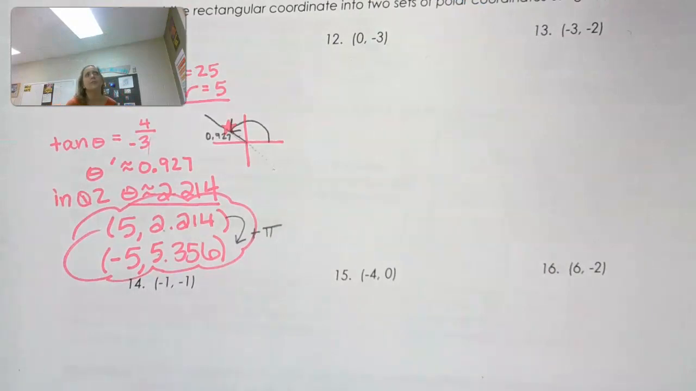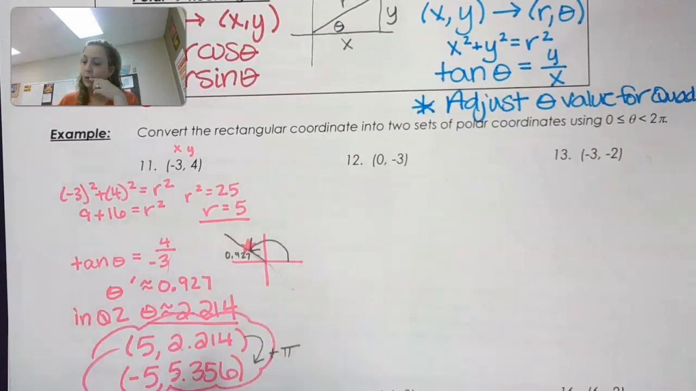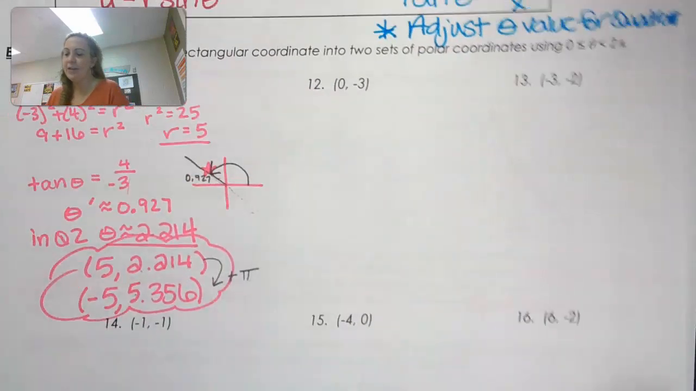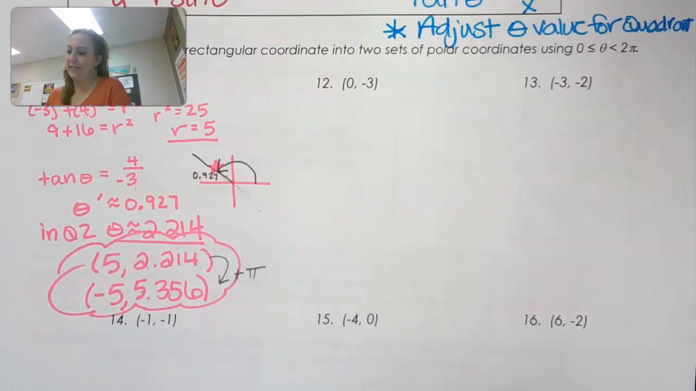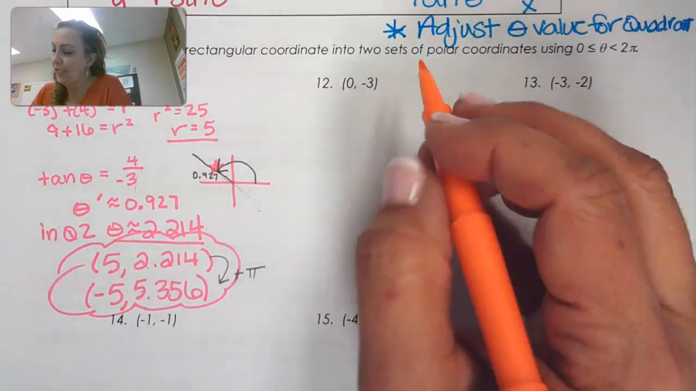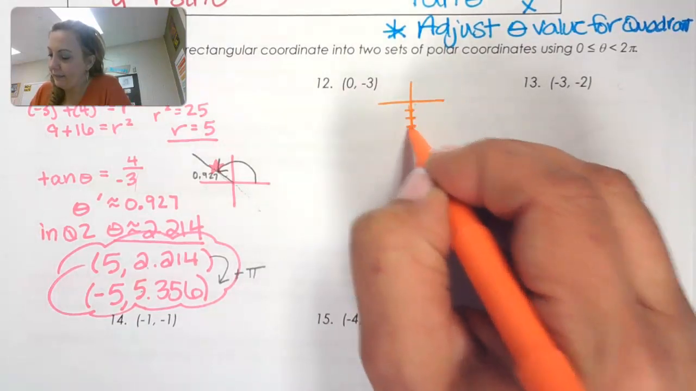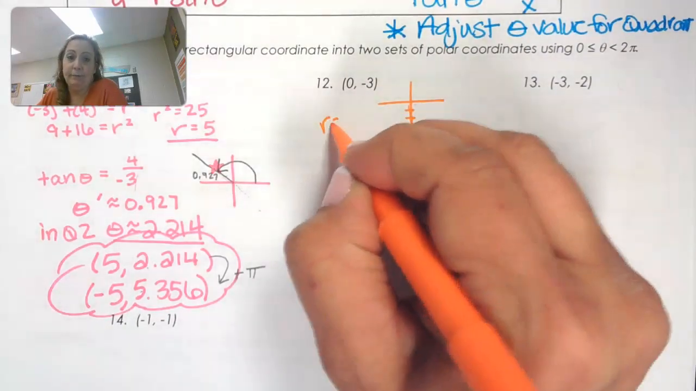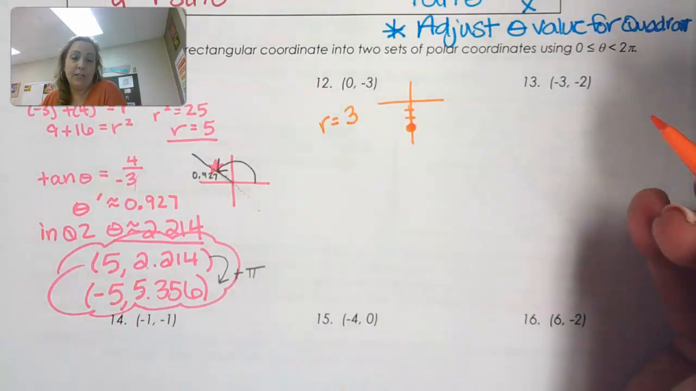The two different ways to express that point, -3, 4, using polar coordinates where theta is between 0 and 2 pi. Let's do another one. Number 12 is 0, -3. And sometimes I don't like to do lots of work with this one. If we think about where this one lands, 0, -3, you guys, is on an axis. 0, -3 is going to be right here. What do you think that means about R? R is going to be 3 units away from the origin.